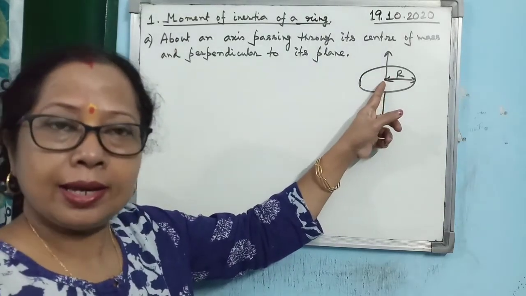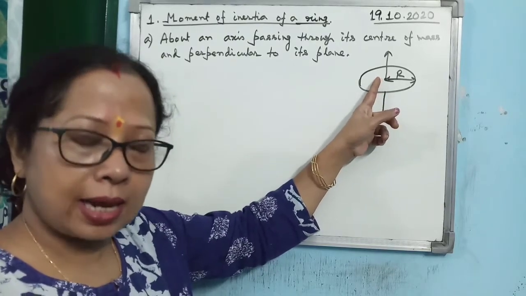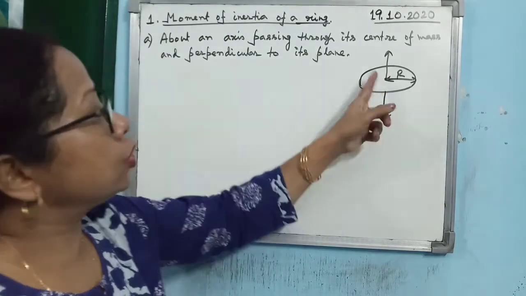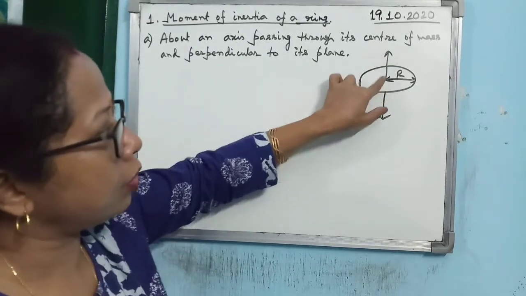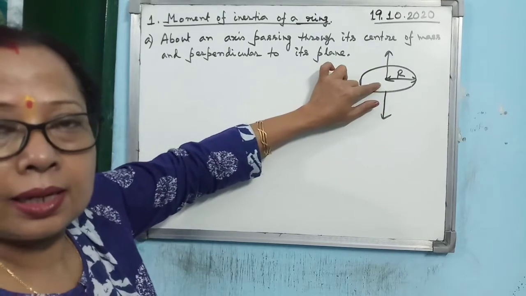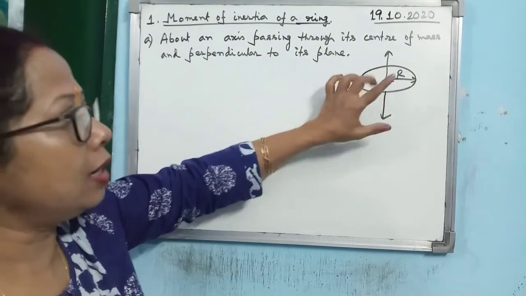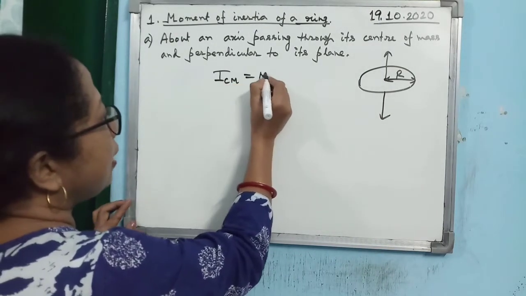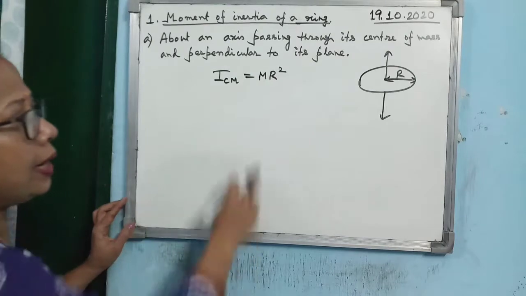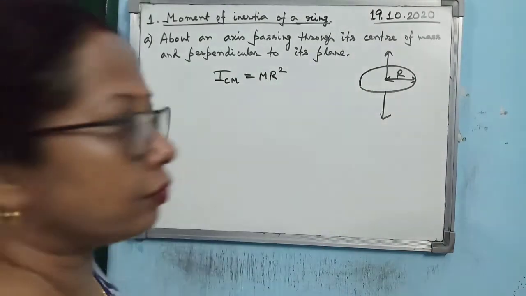Now next is moment of inertia of a ring about an axis passing through the center of mass. You know, for a ring, at the center, although there is no material, the center of mass lies at the geometric center. So passing through the center of mass and perpendicular to its plane. So you see, once again I have drawn the axis discontinuous, which means this axis is perpendicular to the plane. It is given by ICM is equal to M R square, where M is the total mass of the ring and R is the radius of the ring.